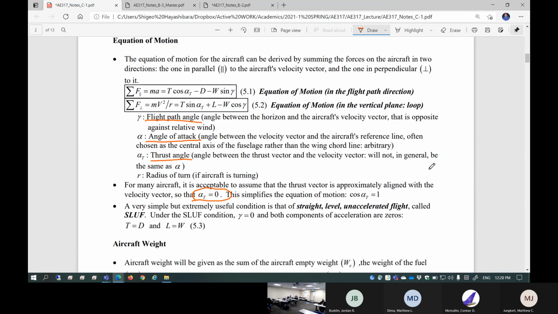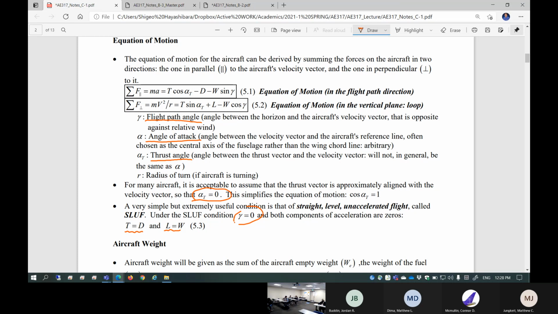So thrust is in the direction completely against relative wind. Okay, and the other assumption is if your airplane is completely flying toward the horizon, that means flight path angle is 0. This is sometimes called straight level unaccelerated flight, SLUF. This is going to further simplify those two equations into a very simple format. Thrust equals drag, lift equals weight. This is the condition of straight level unaccelerated flight.